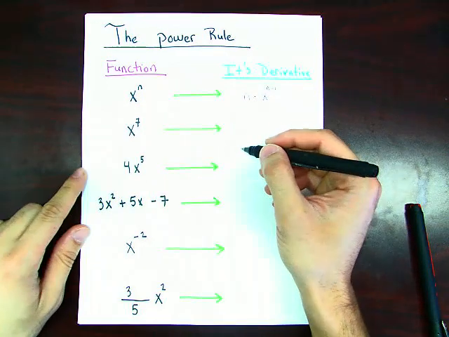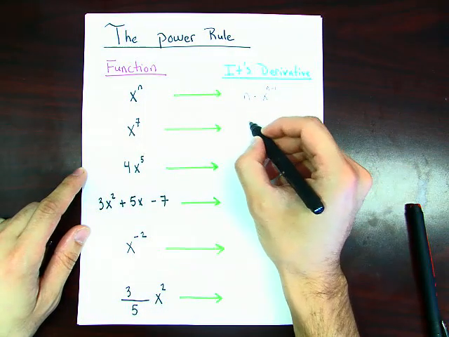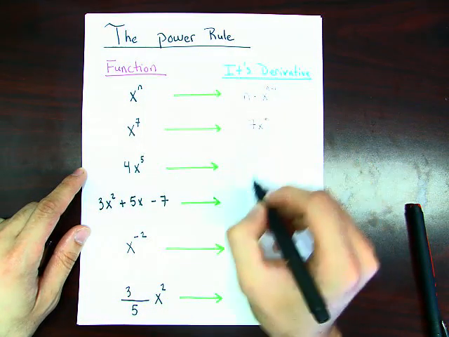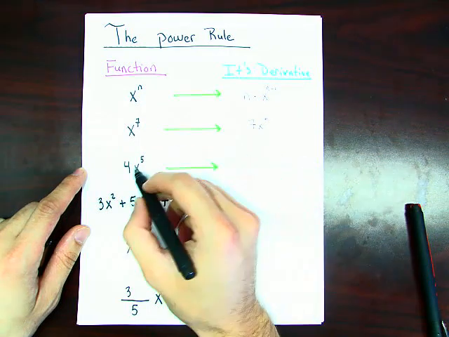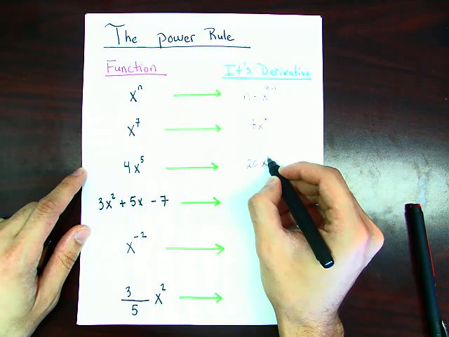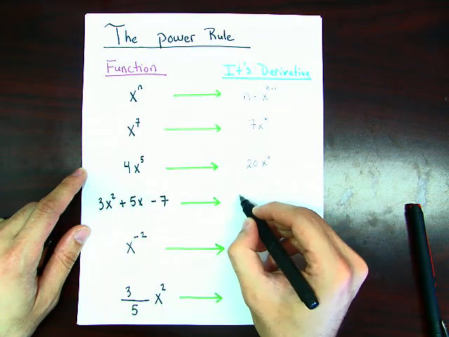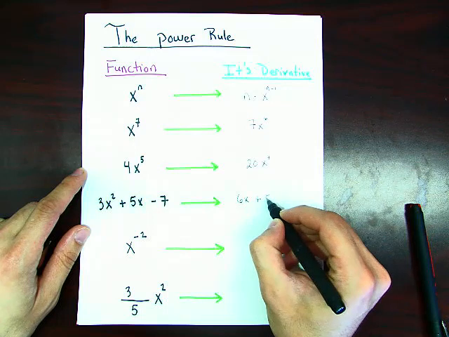If you want, take your time and calculate the derivative of each of these. But if you want to see the solution, this one will be 7x to the 6. This one will be 20x to the 5 minus 1, which is 4. And then here you take the derivative of each of them. So this becomes 6x plus 5.